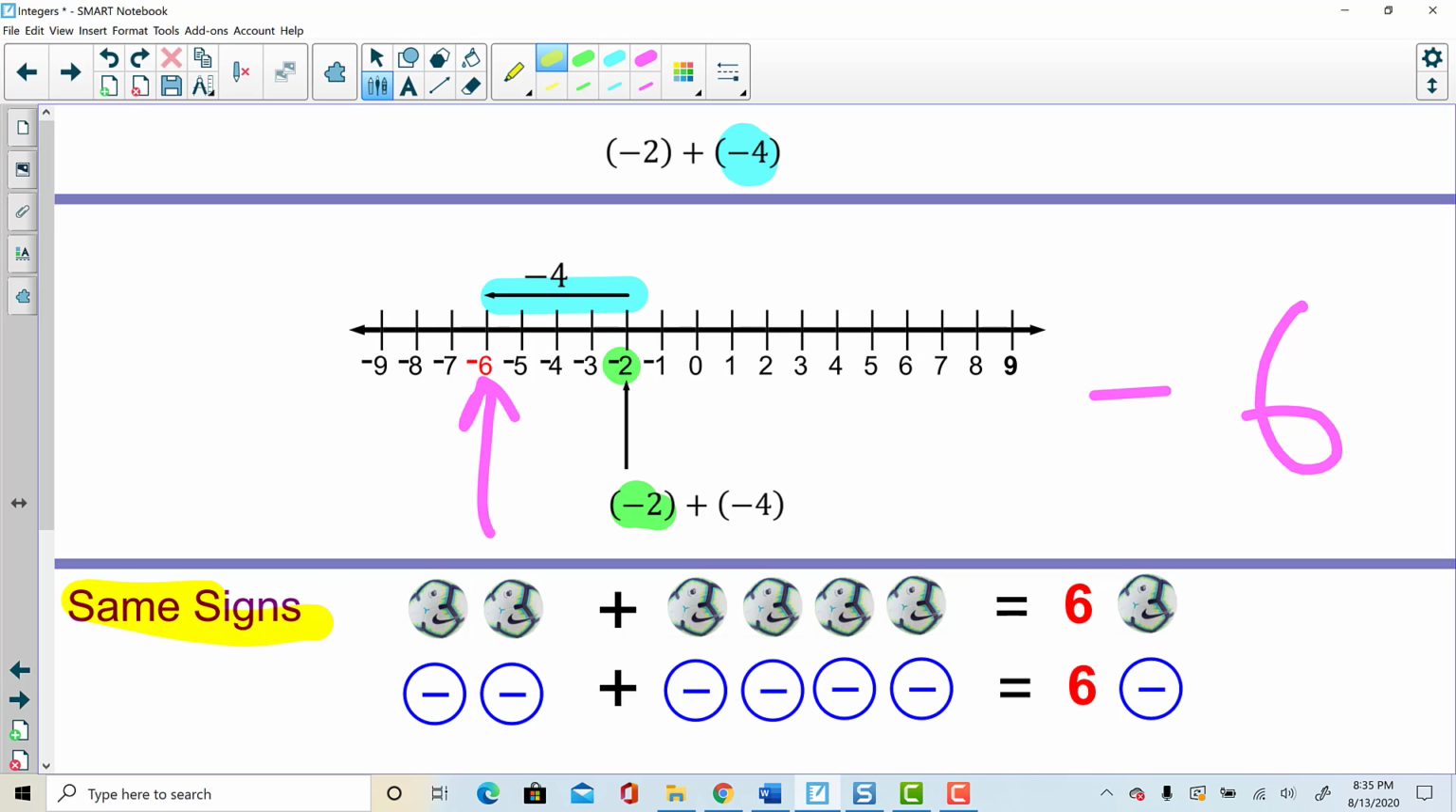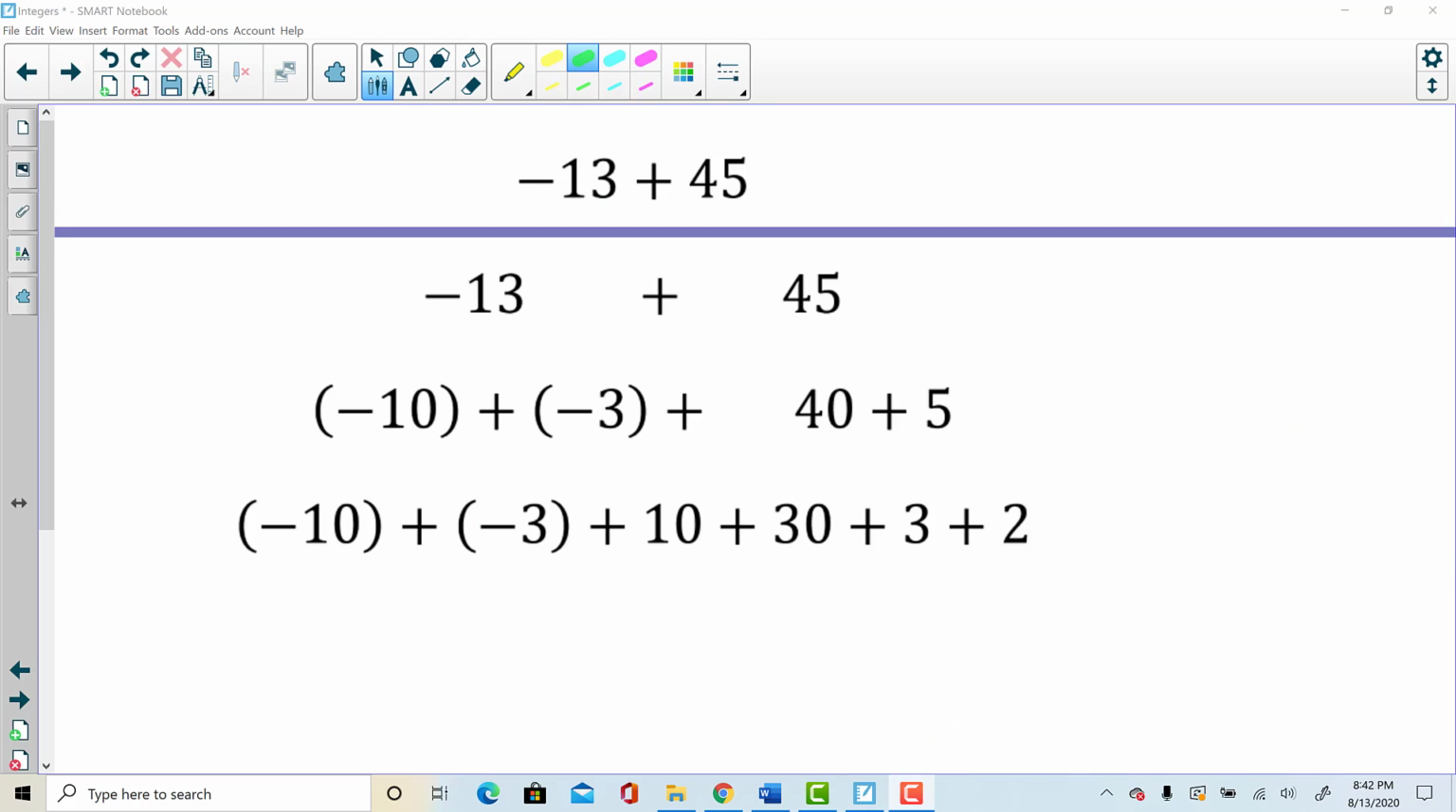Here's another example with soccer balls. If you had 2 soccer balls plus 4 soccer balls, that would equal 6 soccer balls. So we're going to do something similar down here. 2 negatives plus 4 negatives is 6 negatives. What does that mean to have 6 negatives? Well, it's like -6.